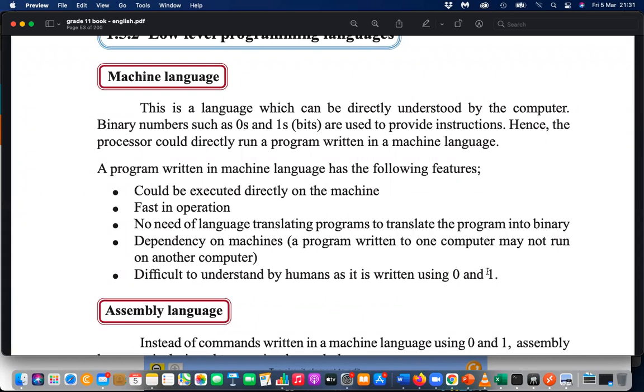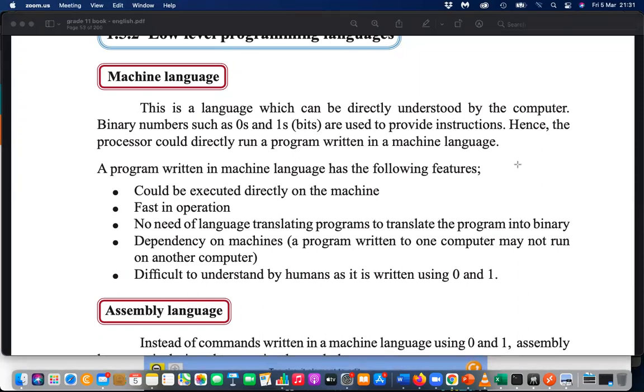So everything, even a graphic, is represented using 1s and 0s. Even a song is represented using 1s and 0s. Even arithmetic is represented using 1s and 0s. Characters are represented using 1s and 0s. So people find this very difficult to understand.